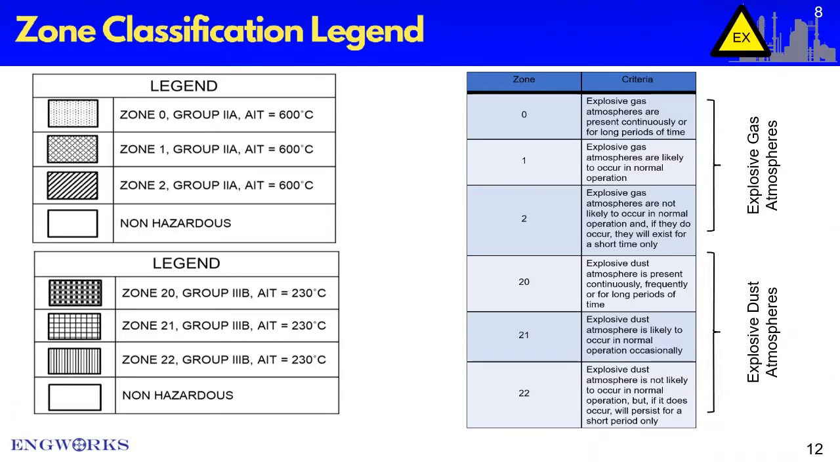Locations classified using the zone system for explosive gas atmospheres will be divided into Zone 0, Zone 1, and Zone 2. Locations with combustible dust hazards will be classified as Zone 20, 21, and 22. The criteria for zone classification is defined in Section 18 of the Canadian Electrical Code.